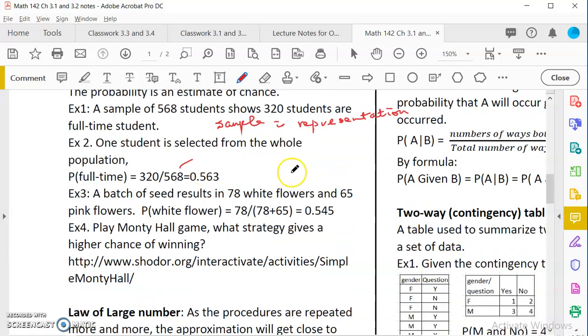So it has to match your population. It has to be representative of the population. So there's a question like that in the classwork.